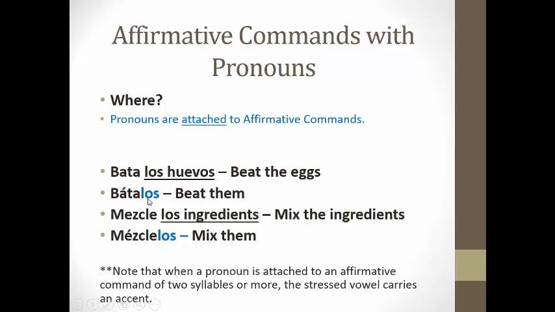On bátalos, let's count the third vowel from the end. 1, 2, 3. Yep, that's where our accent goes. And with mézclelos, let's count the third vowel from the end. 1, 2, 3. Okay, so again, that will be the correct syllable to accent 90–95% of the times. Sometimes with a diphthong, it's going to throw off where your accent goes.